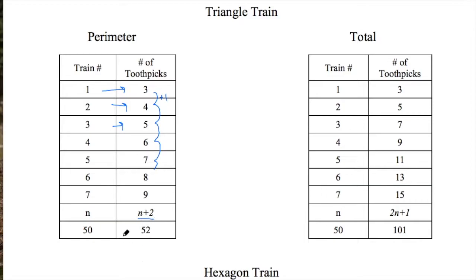So for the 50th train, 52. But for the total toothpicks, we're going up by 2 every time, and just multiplying by 2 doesn't quite get us there, so we need to add 1 as well. So 2n plus 1 leads us to figure out that for train 50, there would be 101 toothpicks.